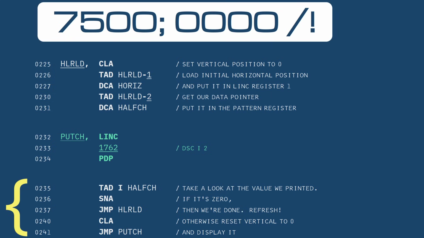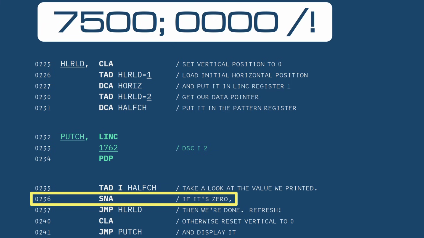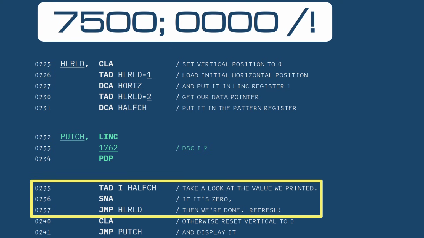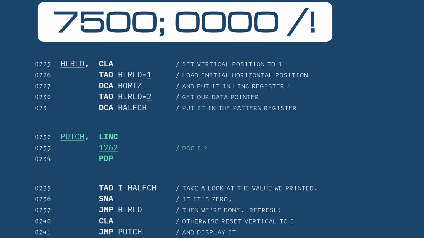We're fortunate that the exclamation mark only uses 1 column of that 4x6 grid, and its second word is 0000. The PDP-8 instruction SNA skips the next instruction unless the accumulator is all zeros. So, we reload the last half CH, and if it's 0, we start over. The phosphors on the PDP-12 scope only last for a fraction of a second, so we need to keep redrawing our text, or it will fade to black.